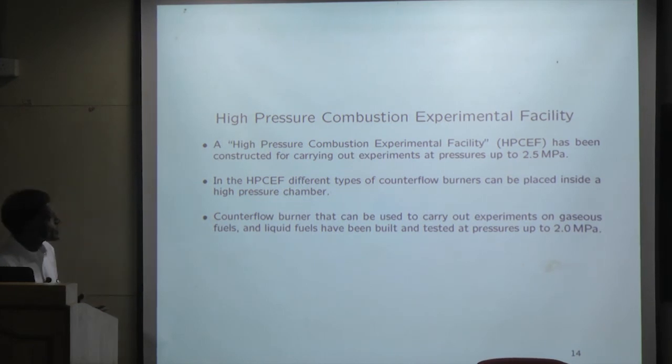Now, it turns out that in this high-pressure combustion experimental facility, we can put many counterflow burners. You can put anything, any kind of spray, any combustion things we can study. What we have done so far is that we have built counterflow burners to study gaseous fuels and liquid fuels. We have already built that and we have tested up to 2.0 megapascals.